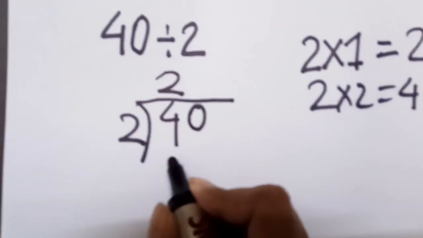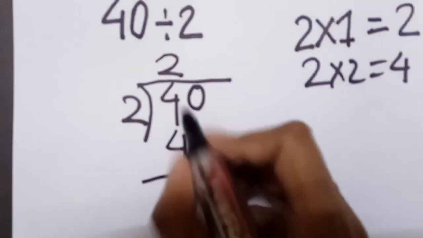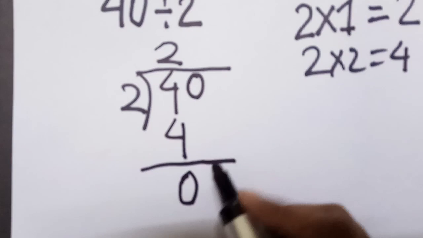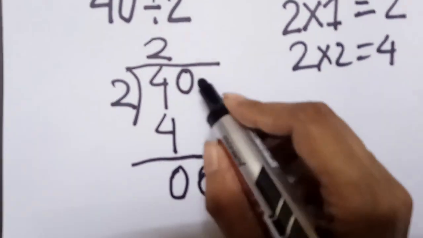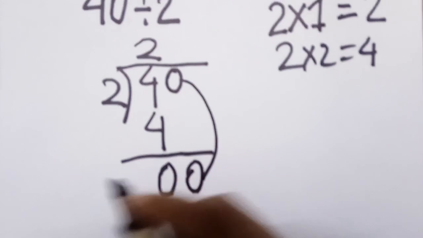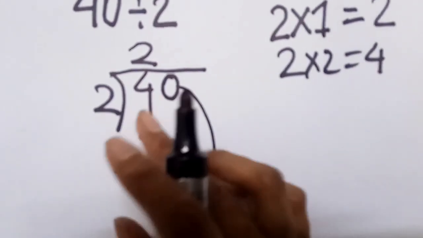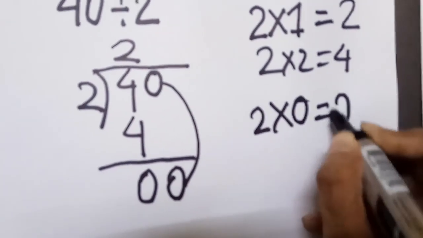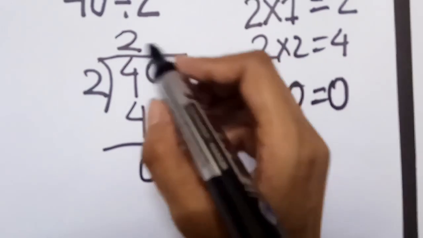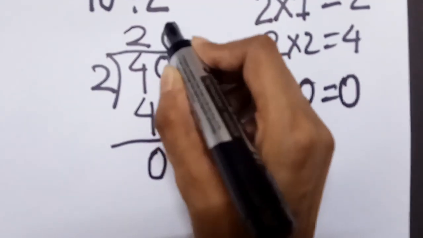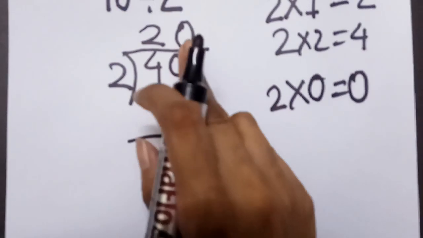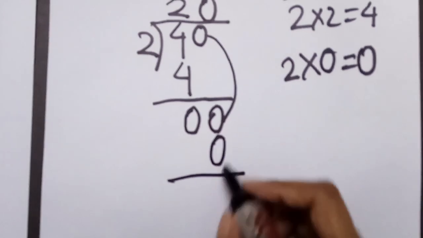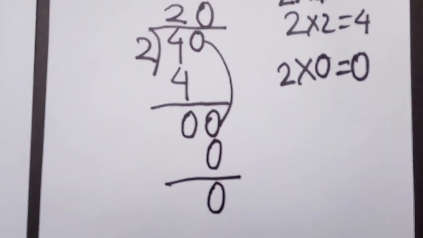2 over 4. 2 twos are 4. Then 4 minus 4 is equal to 0. Then again we have to bring down this 0 here. I am bringing this 0 here. Now we know 2 multiplied by 0 equals 0. That's why I am putting 0 over the 0. 2 zeros are 0. 0 minus 0 is 0.